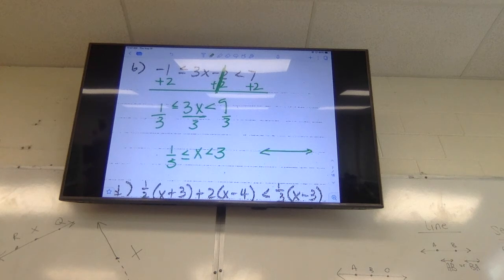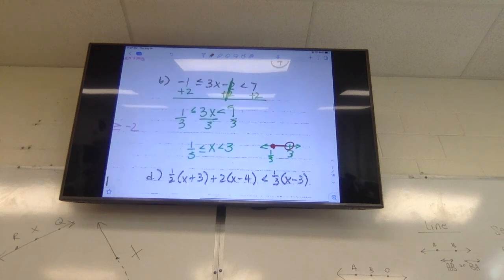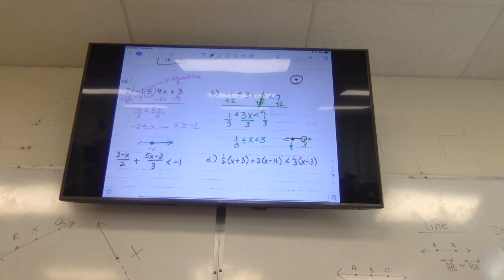Put my little number line down. Again, this doesn't have to be to scale. I just need to make sure I know where 1/3 is, and I need to know where 3 is. So I'm going to shade in between them. Am I open or closed on 1/3? Good. Open or closed on 3? Good. And then in between them. All right. Everyone good so far?